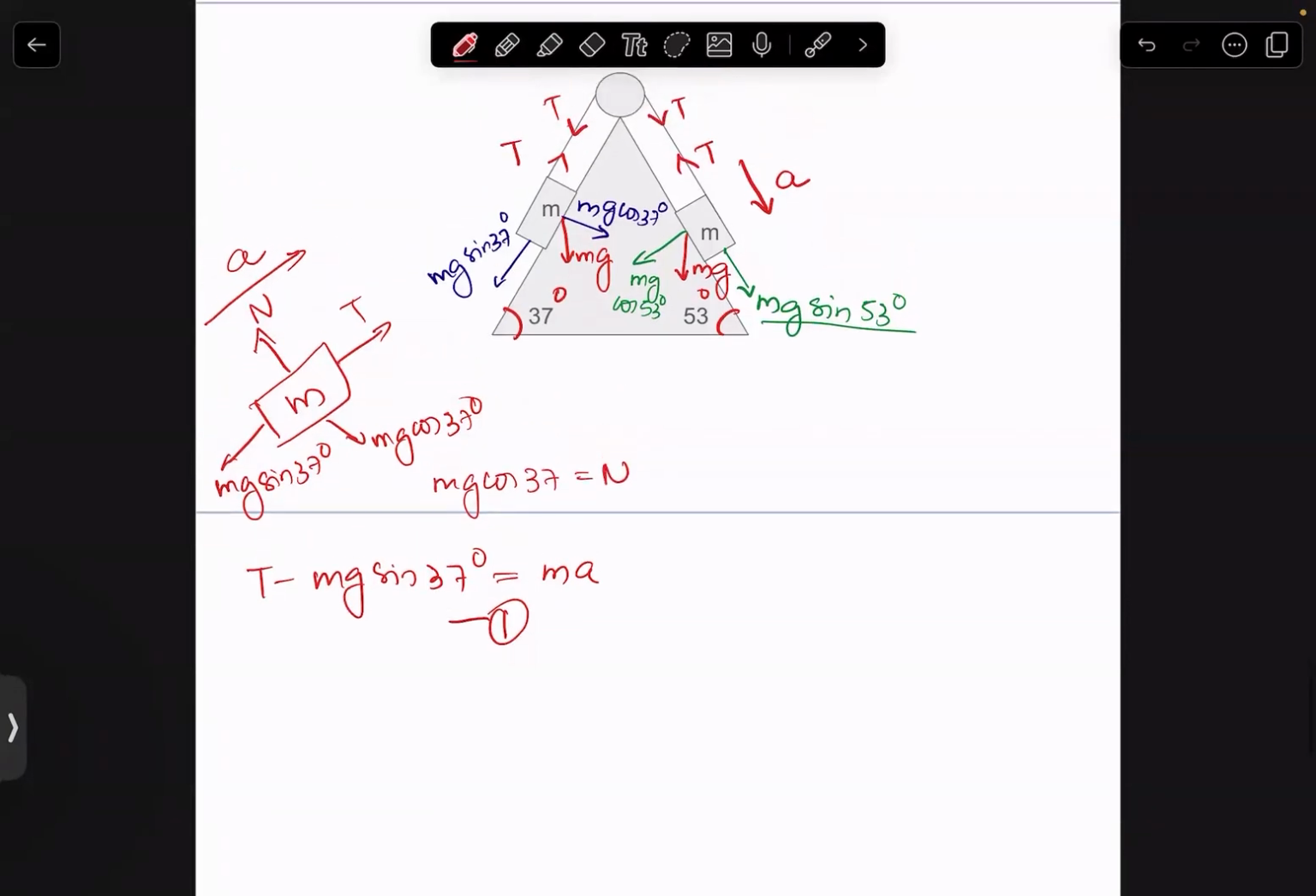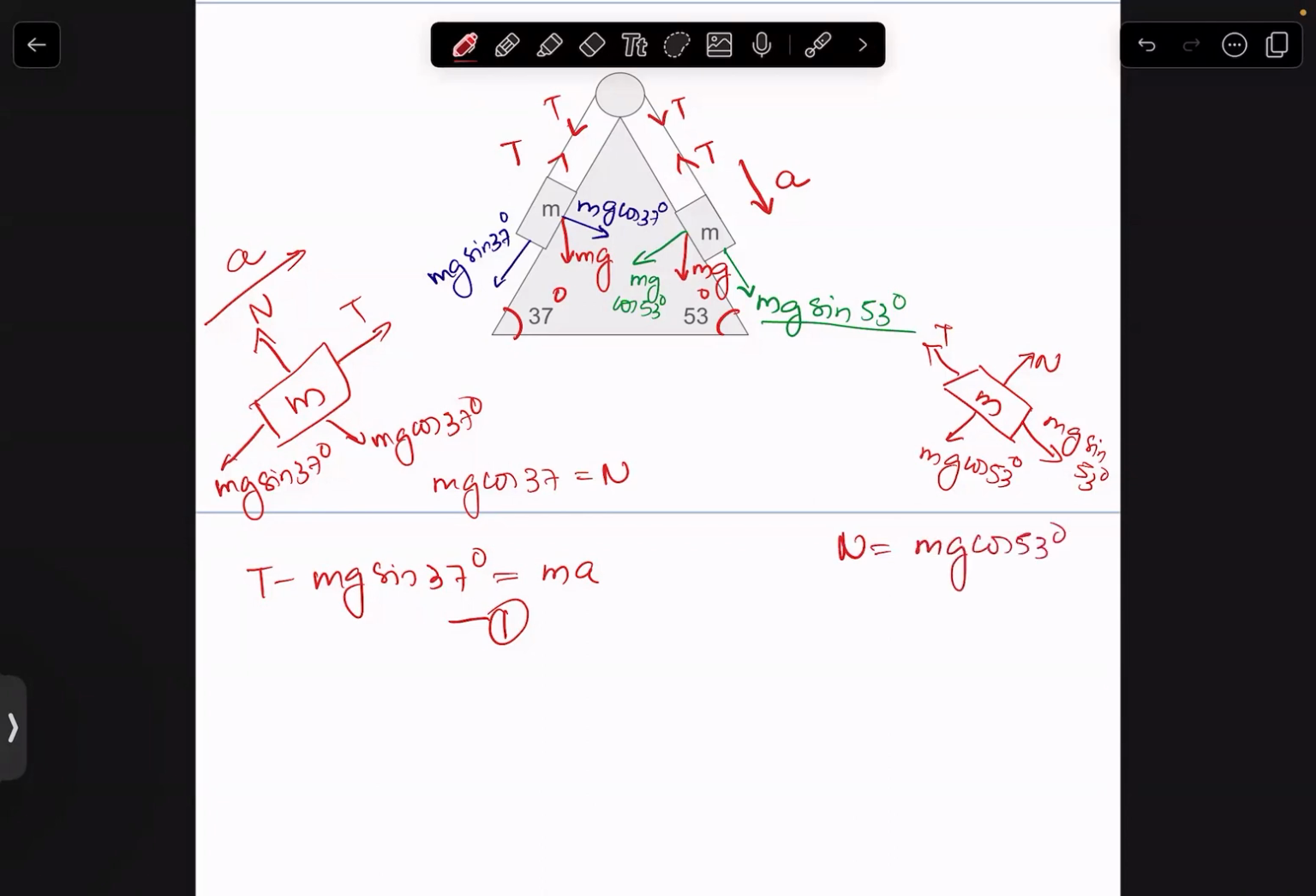Then there is another block over here. So that also I am drawing on the inclined plane. So this will be mg sine 53. Here this T is acting, and there is this normal force and this weight component which is perpendicular to the inclined plane. So 53 degree. Now equating the perpendicular component, you will get N equal to mg cos 53.